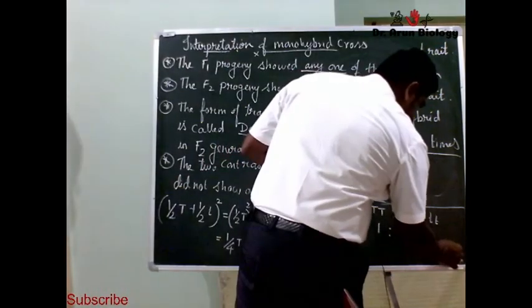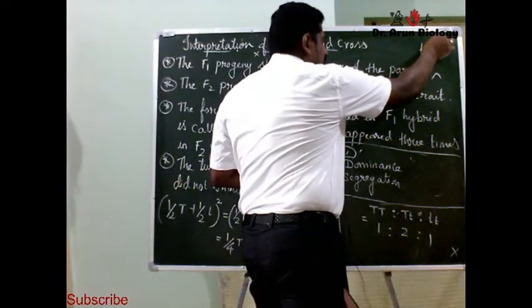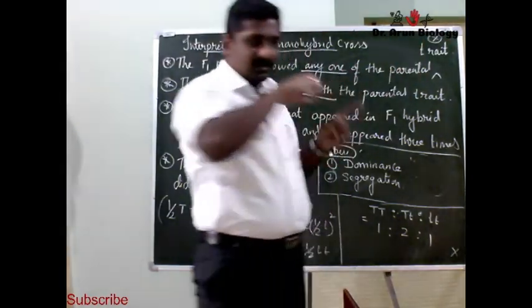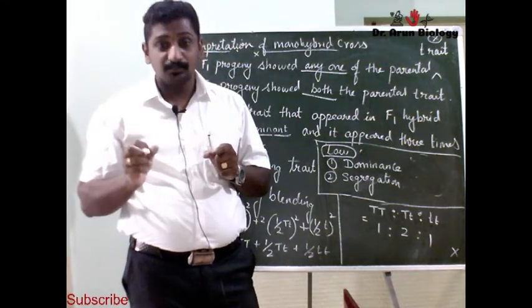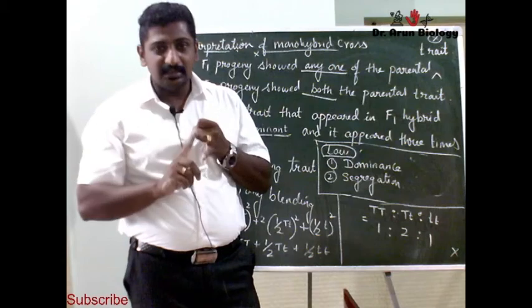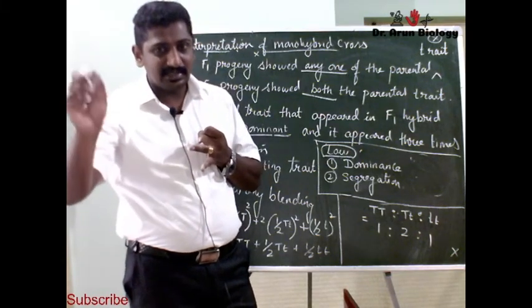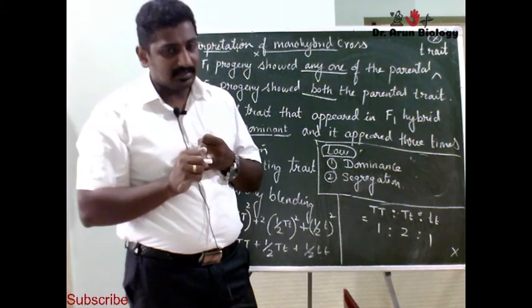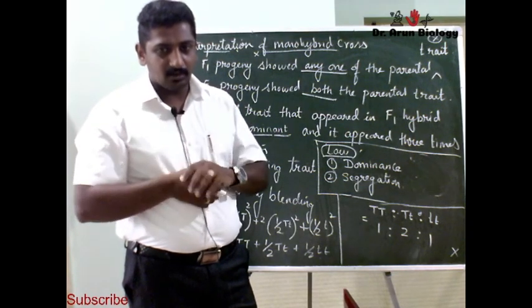Okay, children, with that, I'm going to stop the class for today. In the next class, we're going to do the test cross. We're going to see test cross and incomplete dominance in part 4 and part 5. With this, part 3 of genetics 1, that is principles of inheritance and variation till monohybrid cross, is over.